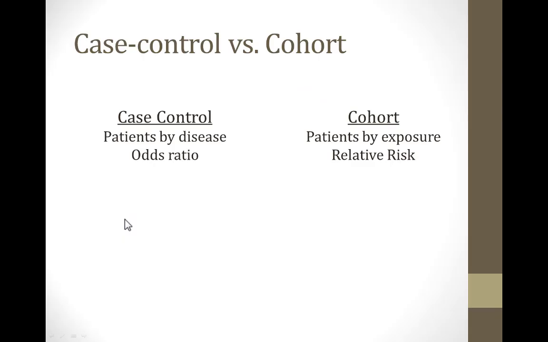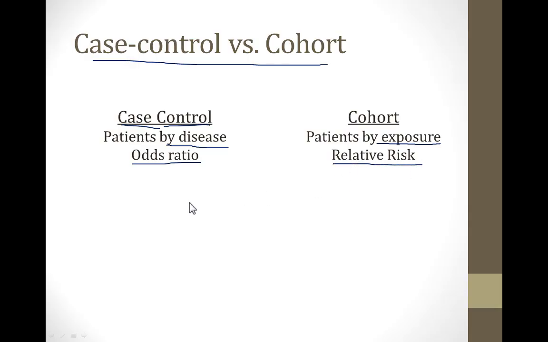Case control studies versus cohorts are often confusing to keep straight for students. So let me just summarize the differences here. In a case control study, remember we identify patients by disease. The disease patients are the cases and the non-disease patients are the controls. In a cohort study, we identify patients by exposure to a risk factor like smoking. Case control studies give a result of an odds ratio, and cohort studies give a result of a relative risk.